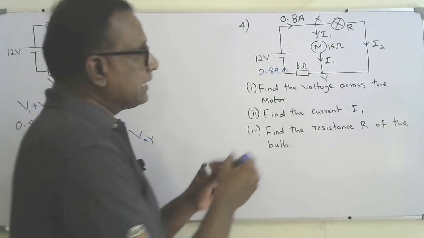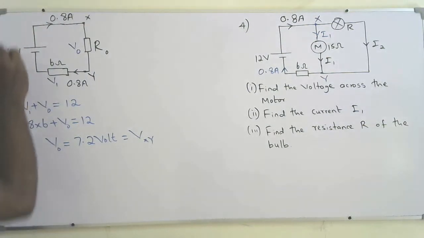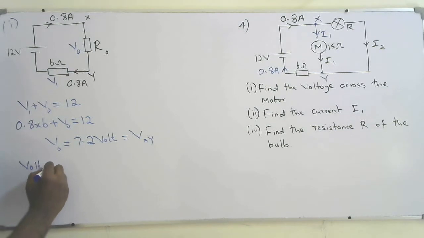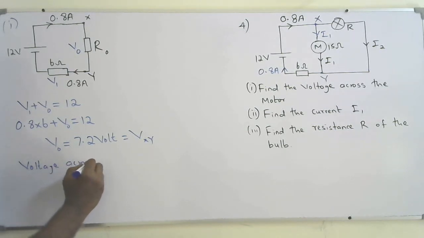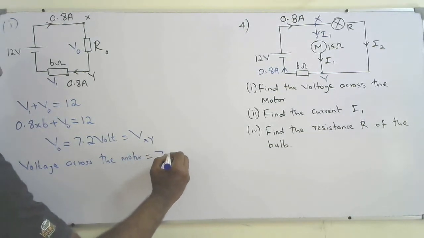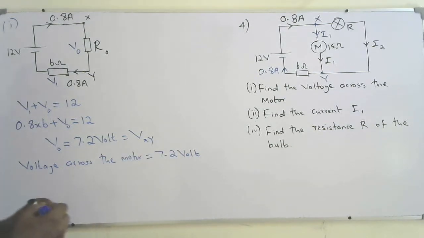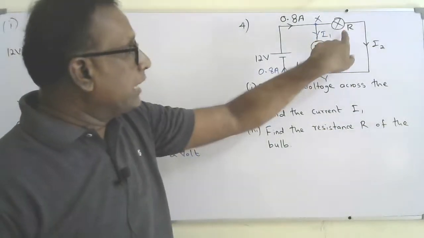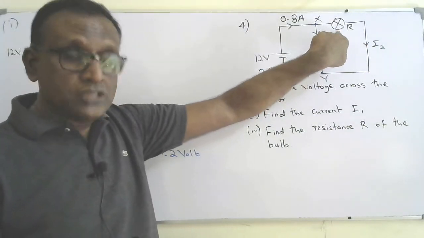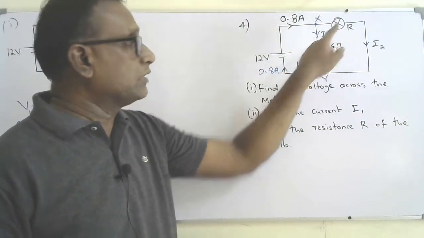But the motor is connected directly across the junction. Therefore, for the first part I can say the voltage across the motor is also the same, 7.2 volt. That's the voltage across the junction. Also, I already told you that the bulb is also directly connected across the junction. So the voltage across the bulb is also the same, 7.2 volt, because they are connected in parallel.